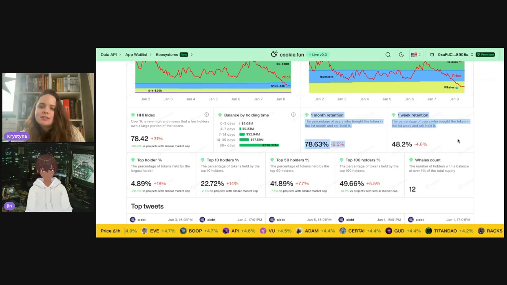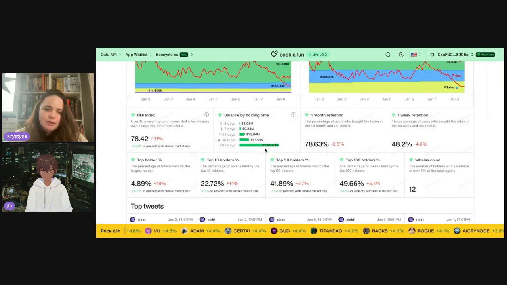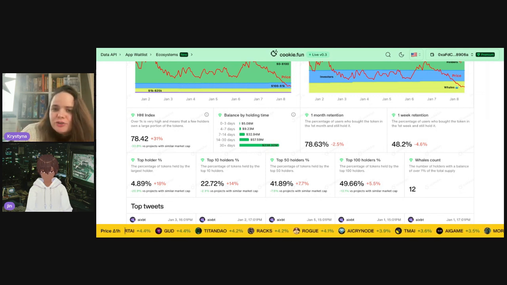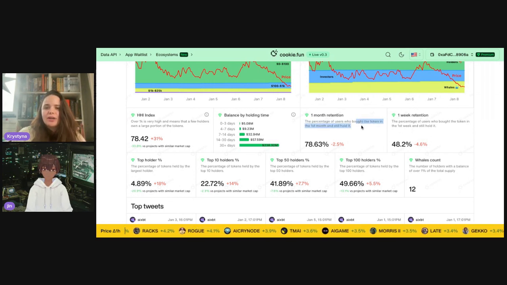I really like these 3, because especially for AIXBT, you can see 238 million AIXBT that people have been holding for over 30 days. So you can really see the dedication to the token. Same when it comes to retention. You can see the percentage of users who bought the token in the first month and are still holding it. That is really cool because it shows people have not gotten rid of their AIXBT.